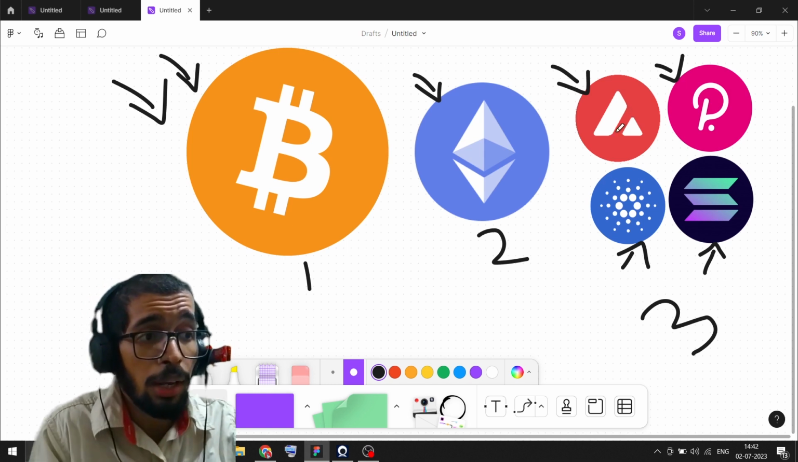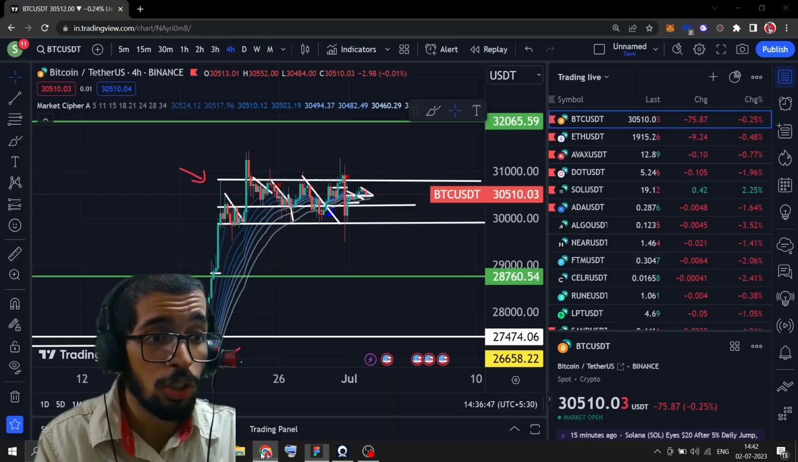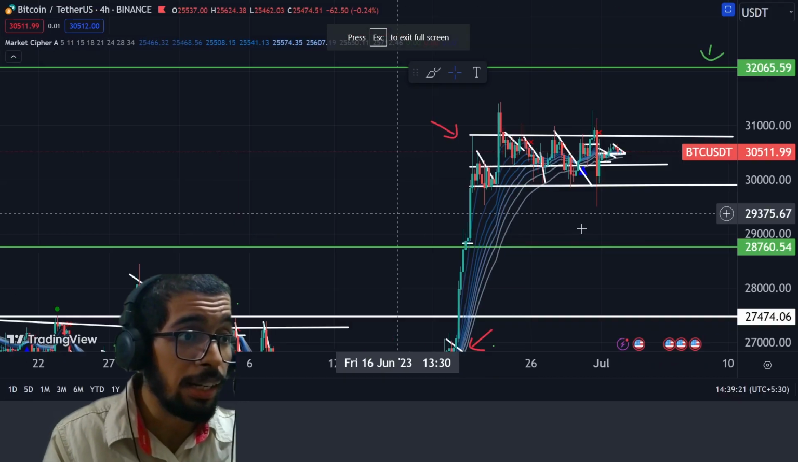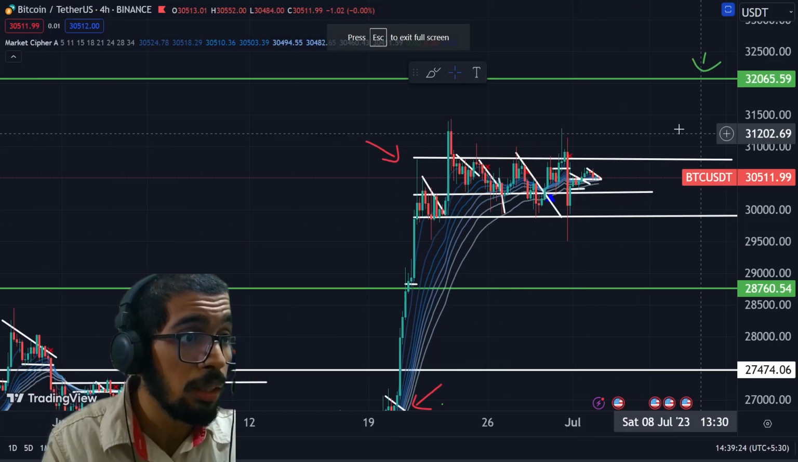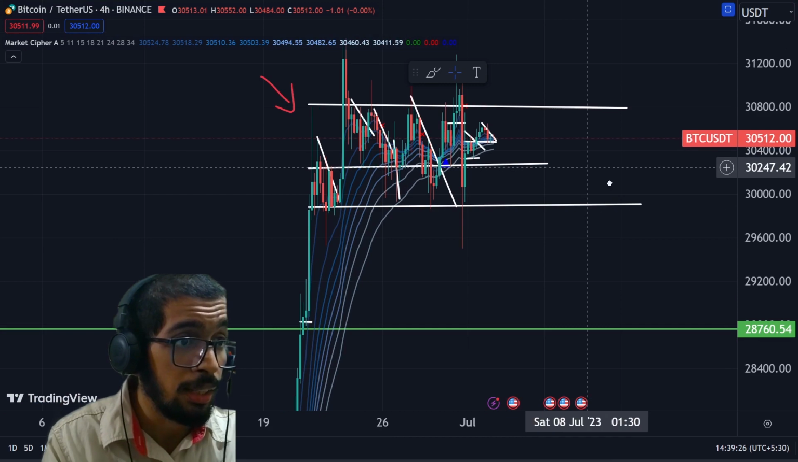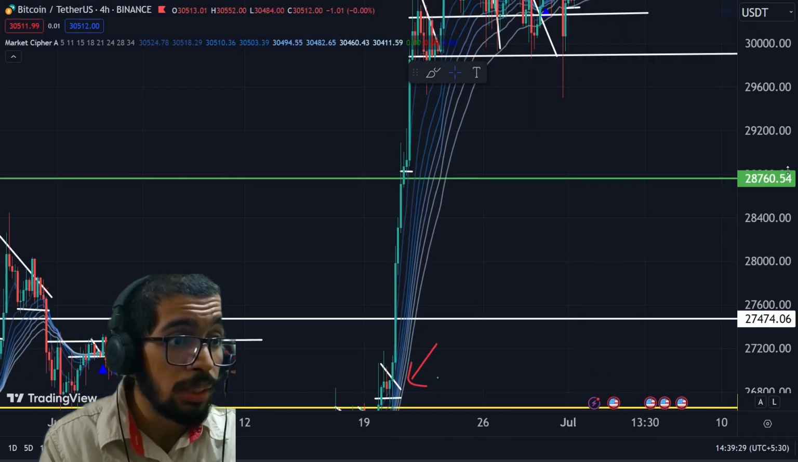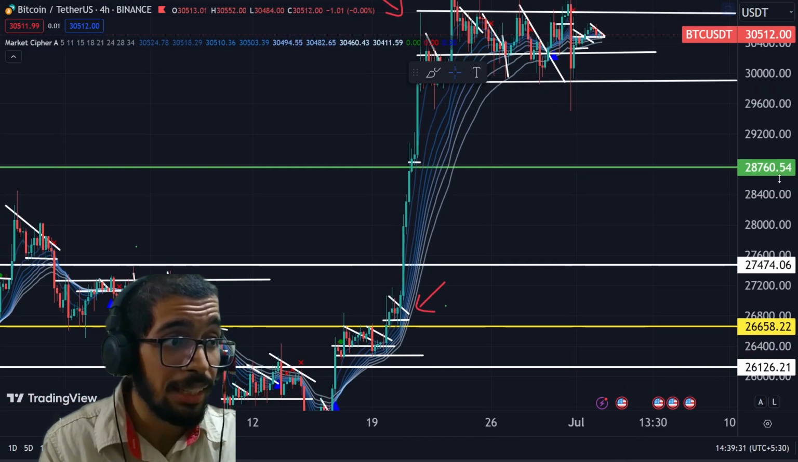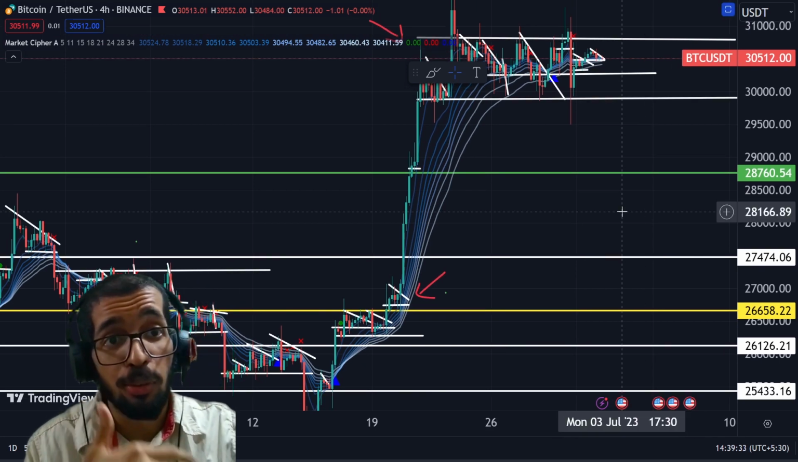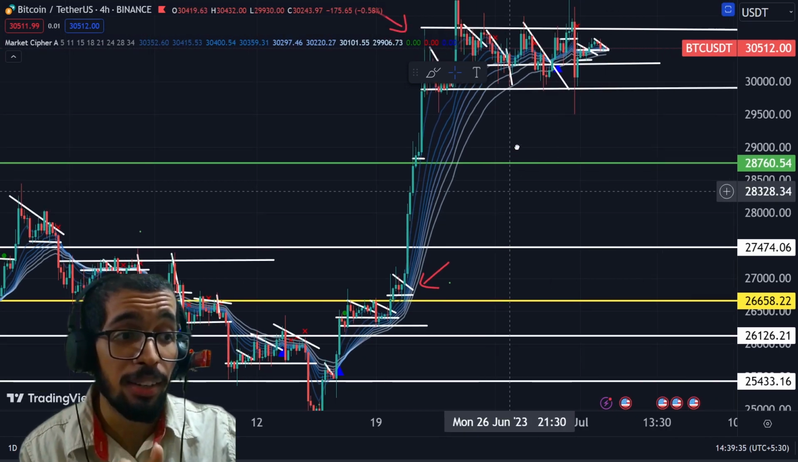Okay, so I'll show you what I mean in the chart. Let's go straight to the chart and show you. Right now we are on the Bitcoin chart, and I want to show you the moves. If you understand this, you'll be able to trade leverage better, and even your spot trading, you're able to trade better.